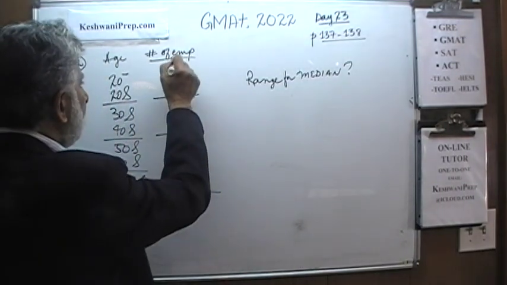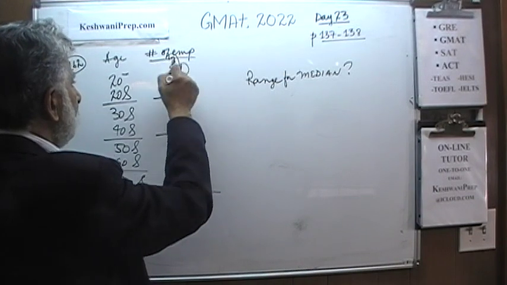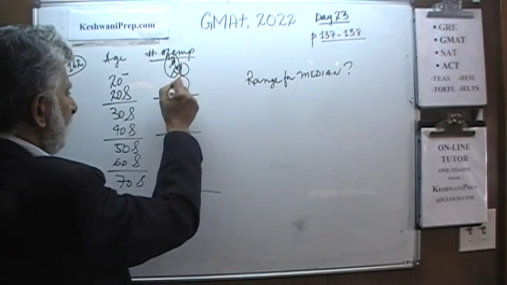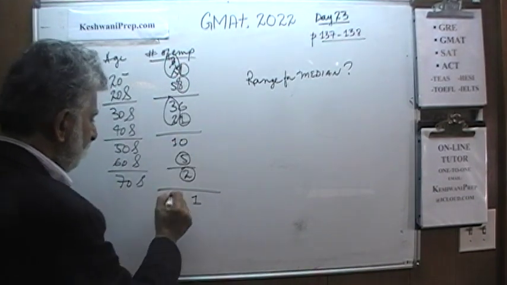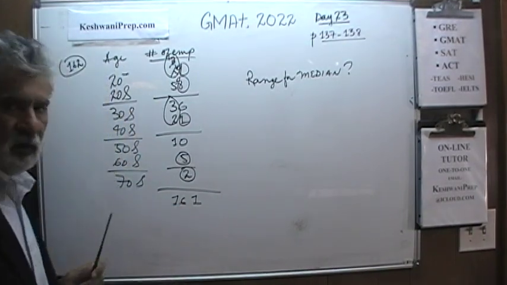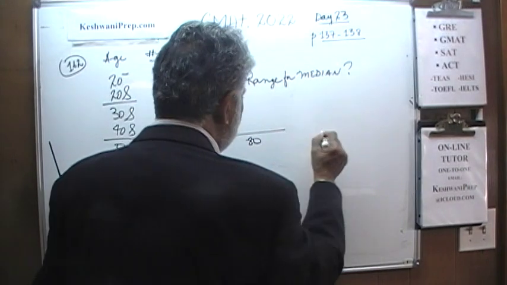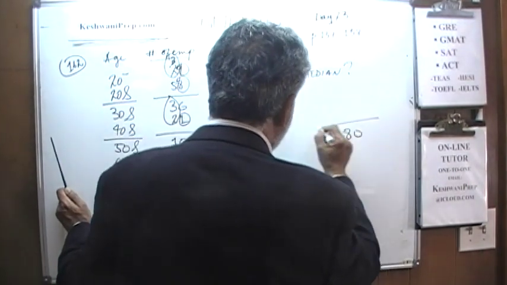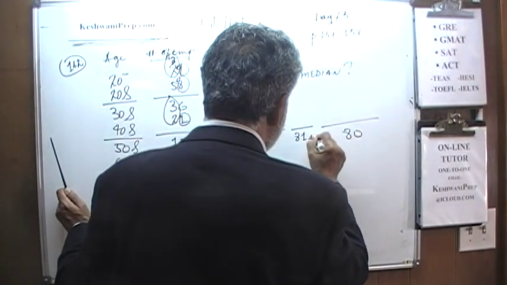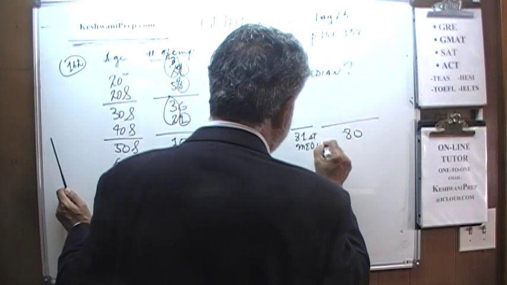1, carry 3, and 2 plus 3 is 5, 5 plus 5 is 10, 10 plus 5 is 15, 15 plus 1 is 16. There you go. There are 161 employees, which means 80 employees are going to be on this side, 80 employees are going to be that side, and 81st is the median.